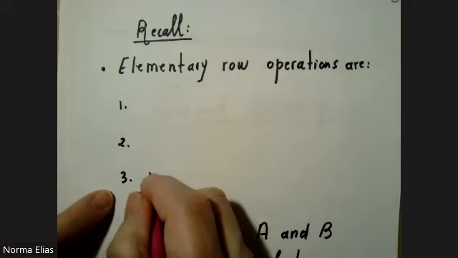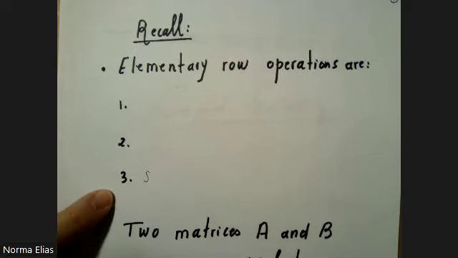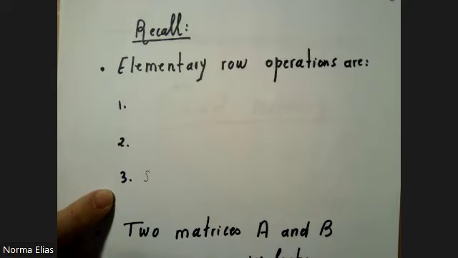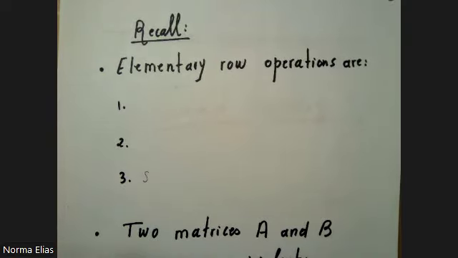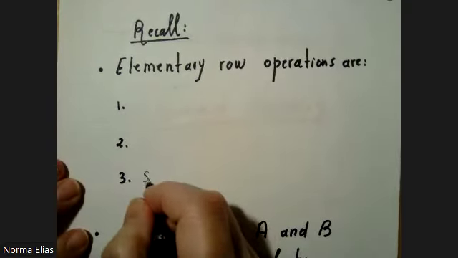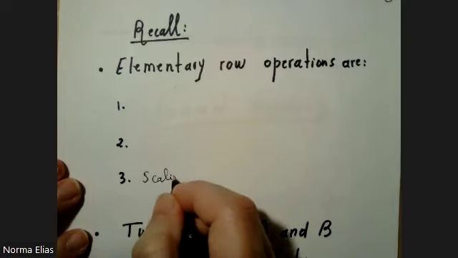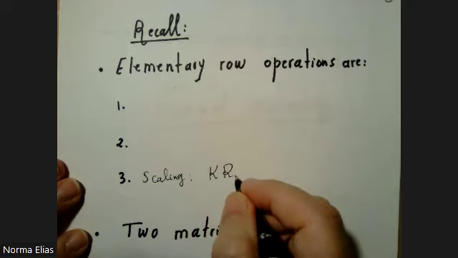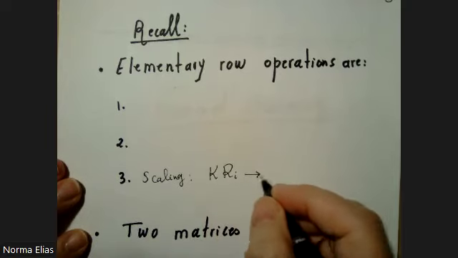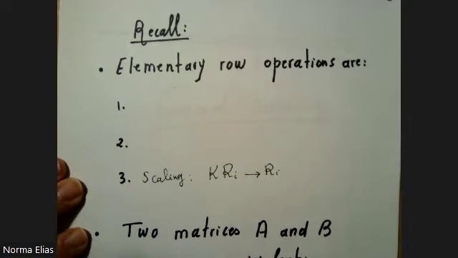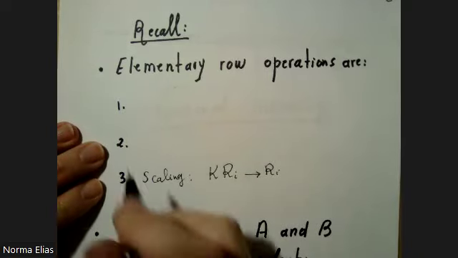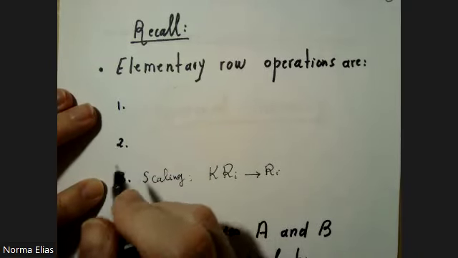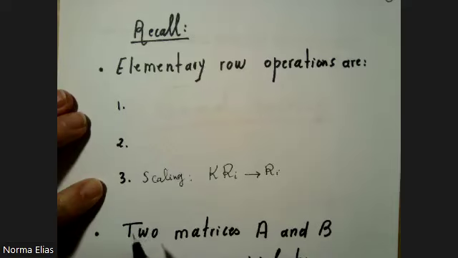Scaling. Okay, sorry. Scaling, absolutely. It means that you take a matrix, you take a row, multiply it by a constant, and this will become the new row. Other one is replacement. Absolutely. Replacement is the one that you will use the most.